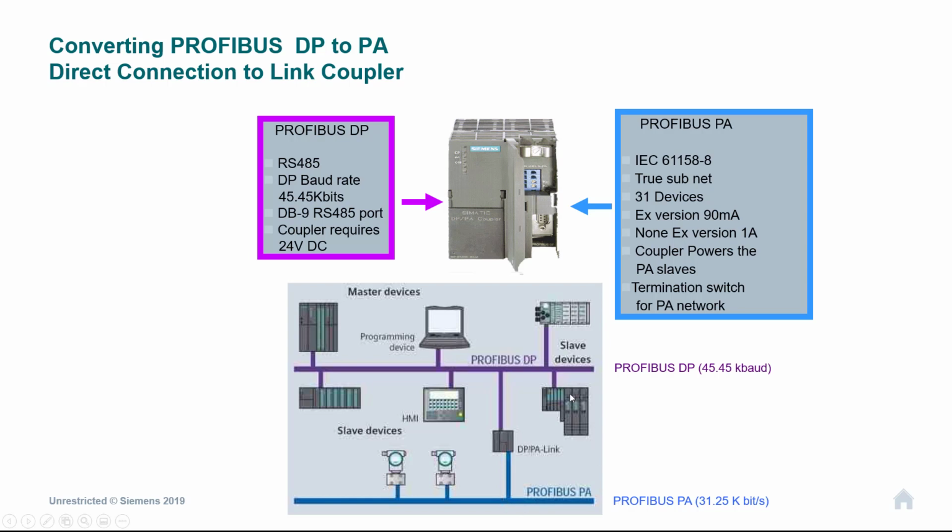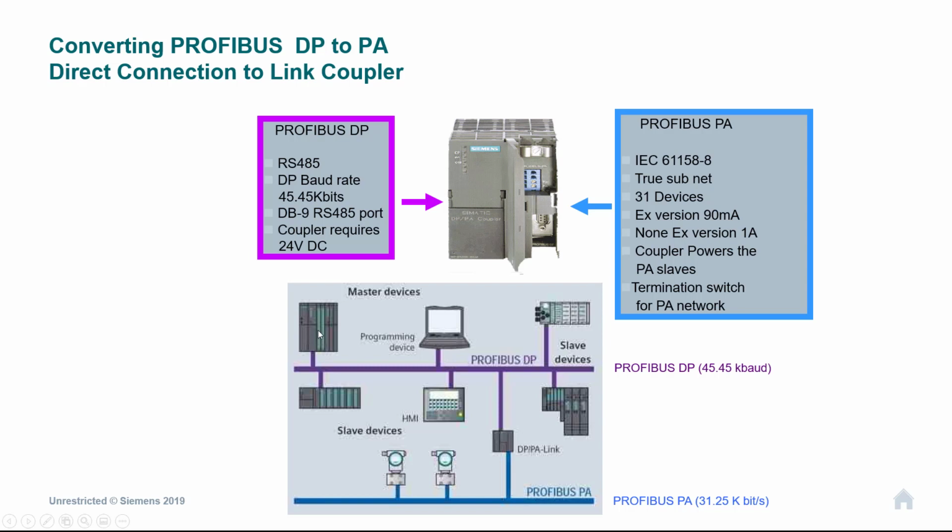The first thing you have to do is slow your DP network down so it can support the PA speeds. So you have to slow it down to 45 kilobytes per second. We're now mixing up 2 network technologies, so our rules become a little bit crossed over. So we do have to be very careful with how many devices we put on our network. Every device that we put here will take an address up on the DP master.